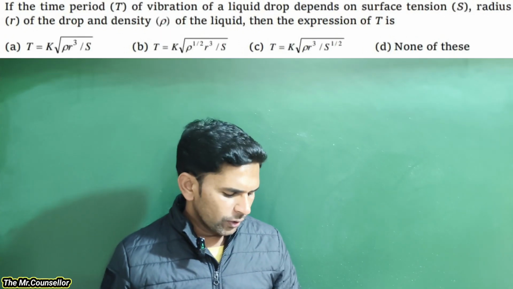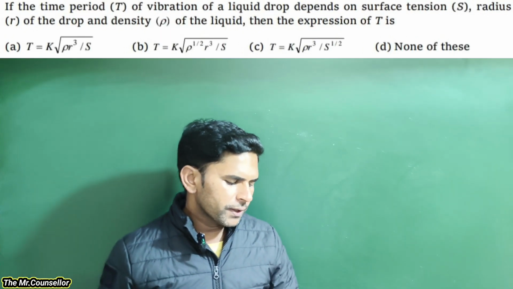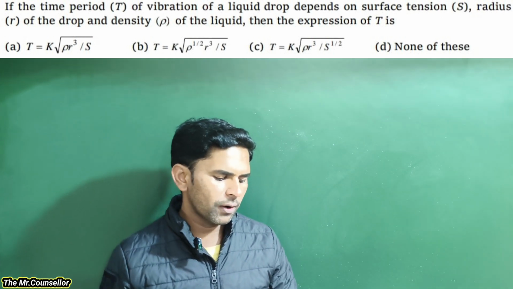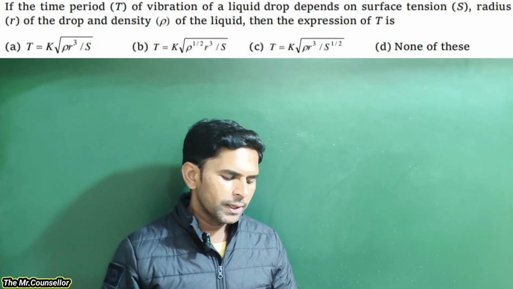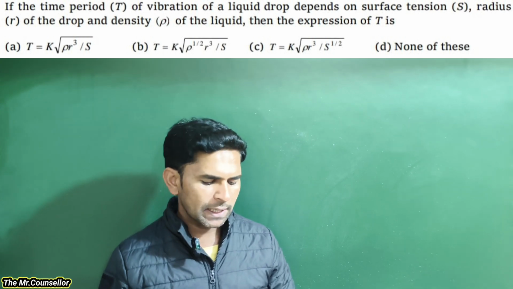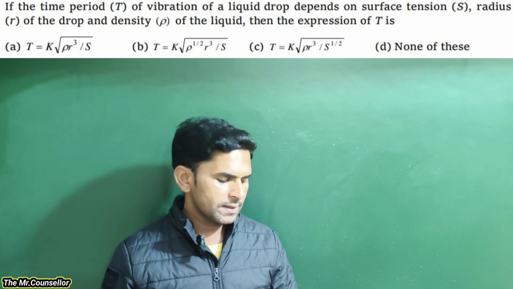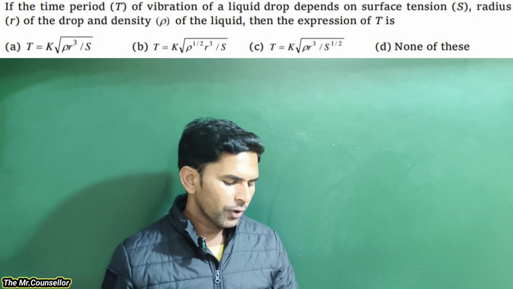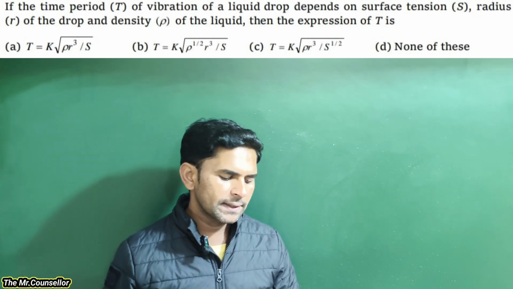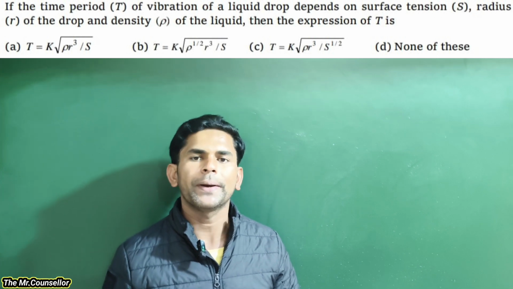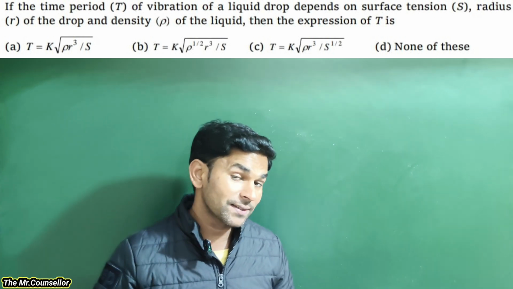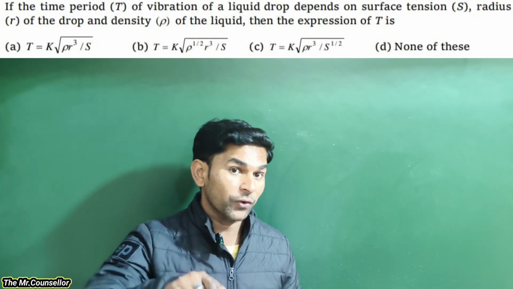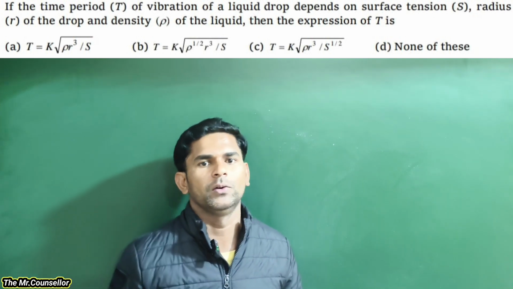Next question you can see on the screen. If the time period capital T of vibration of a liquid drop depends on surface tension capital S, radius small r of the drop and density rho of the liquid, then the expression of capital T is. Again they are asking dimension like that formula. They are asking how we can find that formula with the help of dimensions values.